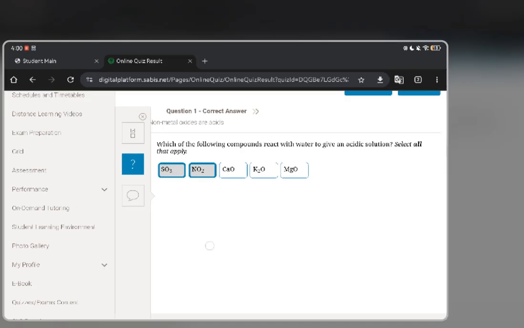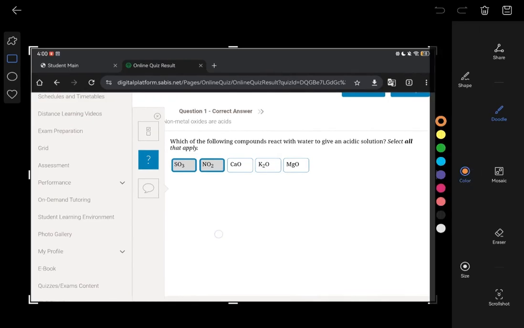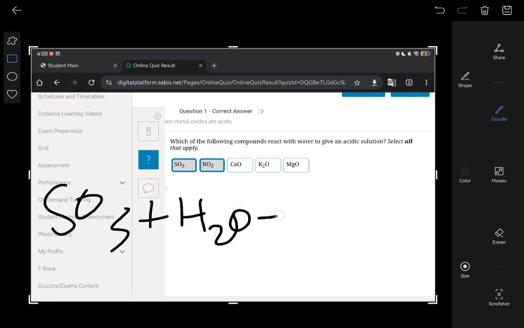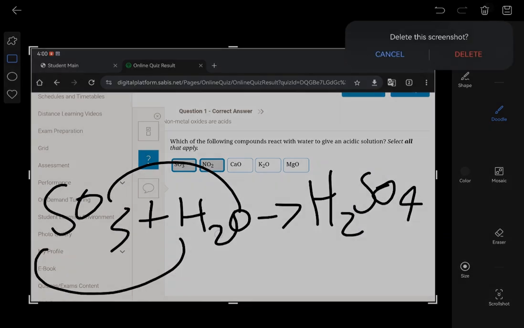When you add an oxide to water, you're basically just combining them. It's like, let's say, for example, X into Y. You're gonna get XY. You're basically just combining. So I'll give you an example for the SO3. SO3 plus H2O gives you H2SO4. See, the H2 went here and the O combined with this O.